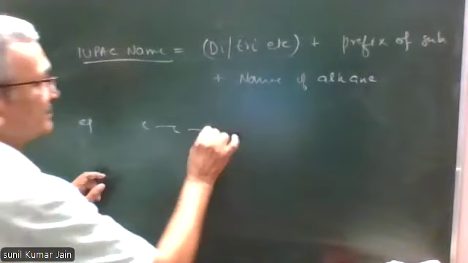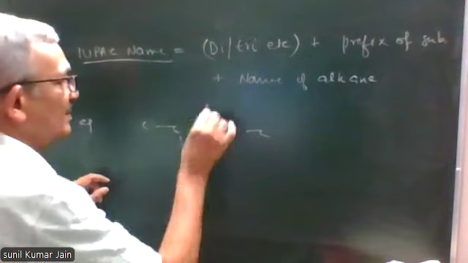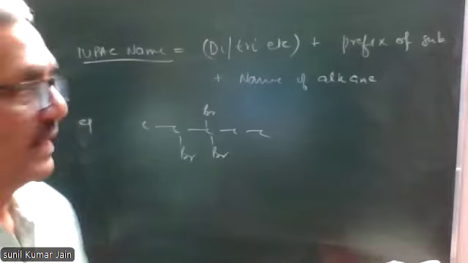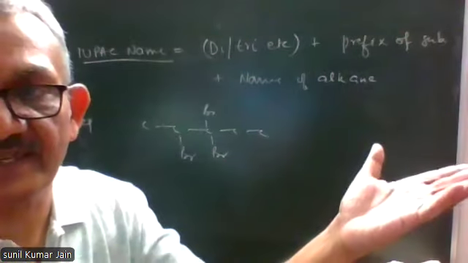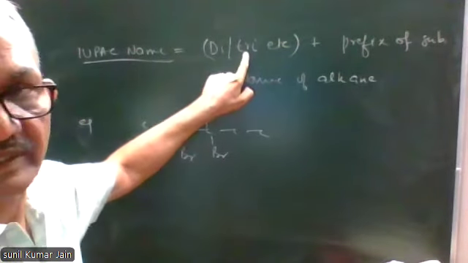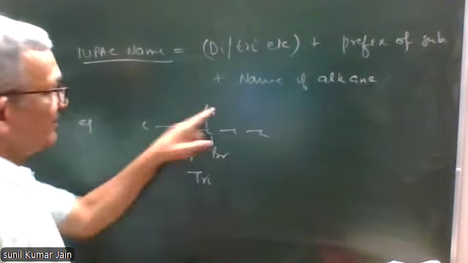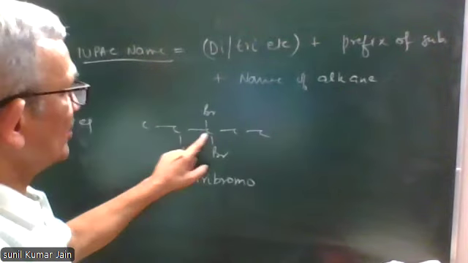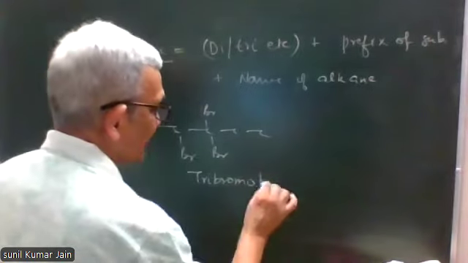For example, let us say this is the compound. There are 3 bromine atoms. Halogens are not assigned any suffix, so prefix is bromo. These are 3, therefore tri. Prefix is bromo. 1, 2, 3, 4, 5. Chain of 5 carbon atoms, it means pentane.